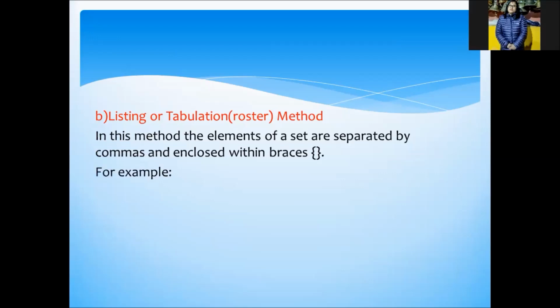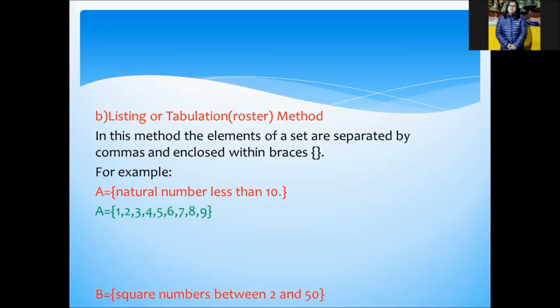For example, A is natural numbers less than 10, written in the description method. Let's see how to write this in the listing method. A is {1, 2, 3, 4, 5, 6, 7, 8, 9}, and you have to enclose it by curly brackets.